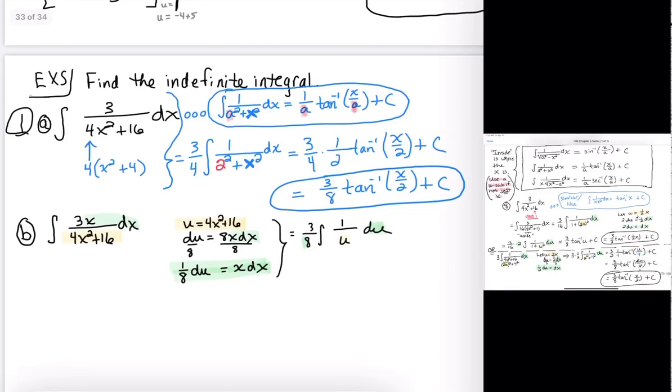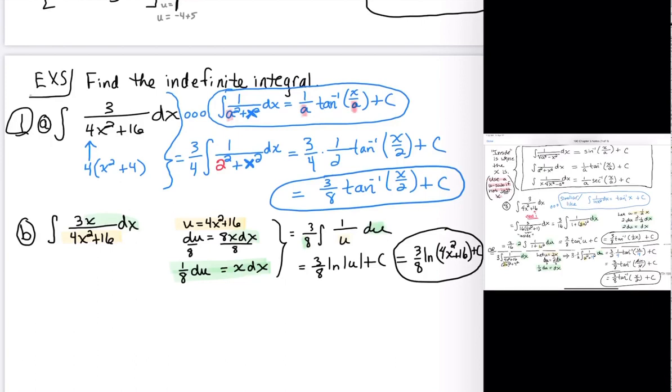All right, excellent. So this becomes my 3/8 natural log of the absolute value of u. And of course, that's just 3/8 natural log of 4x squared plus 16, and in this case, you can actually drop your absolute value bars because 4x squared plus 16 is already going to be positive. Okay, so we can just go with that.